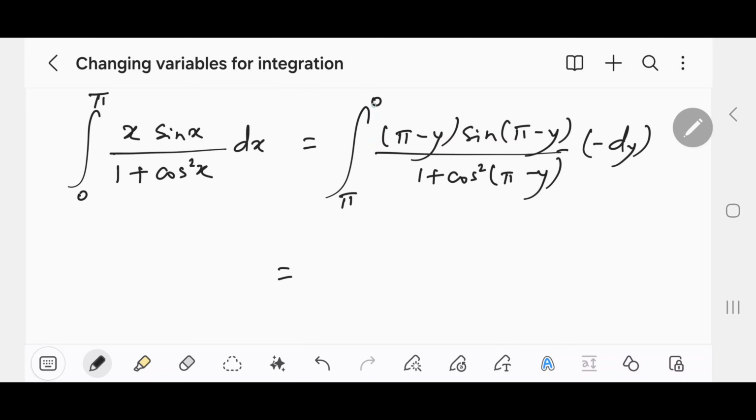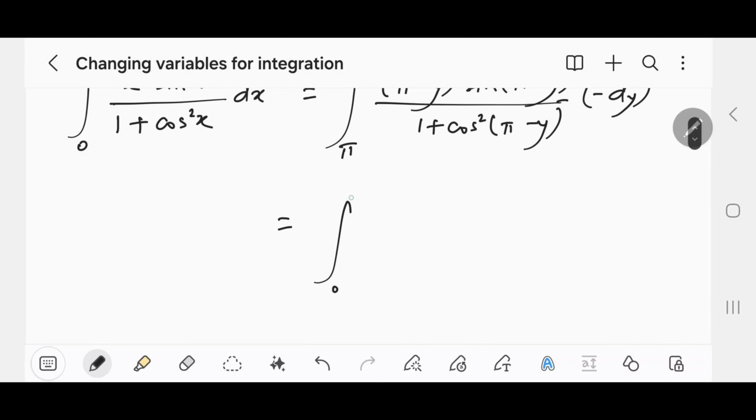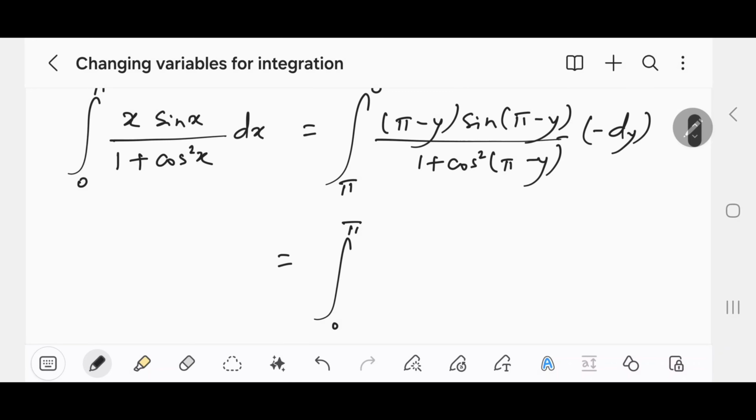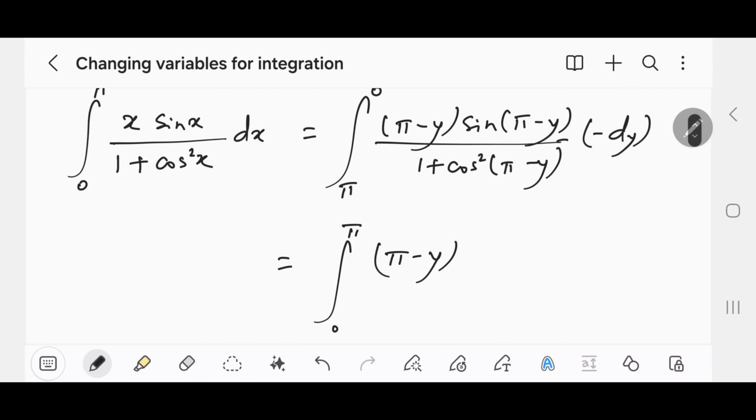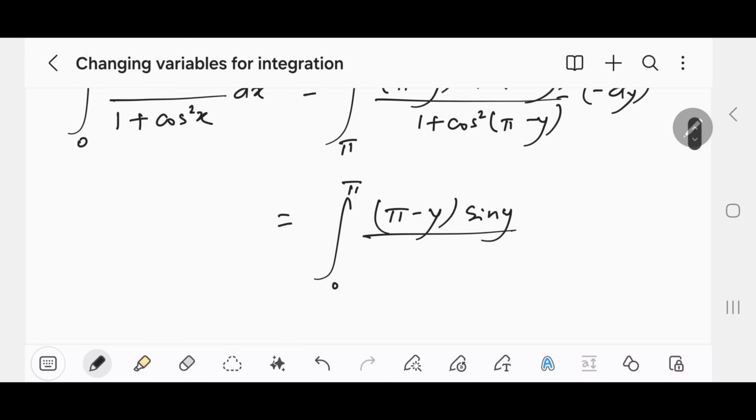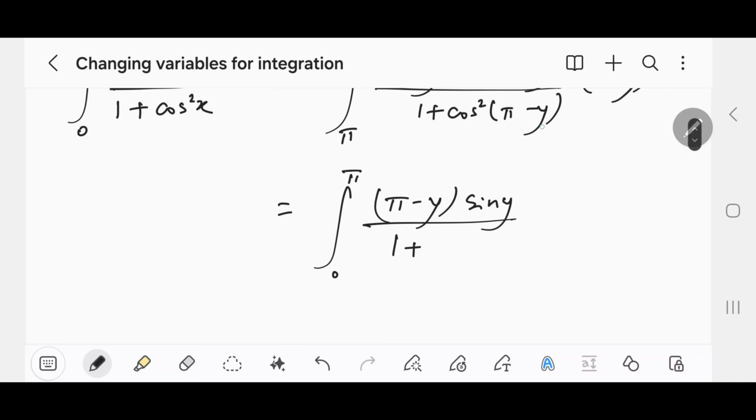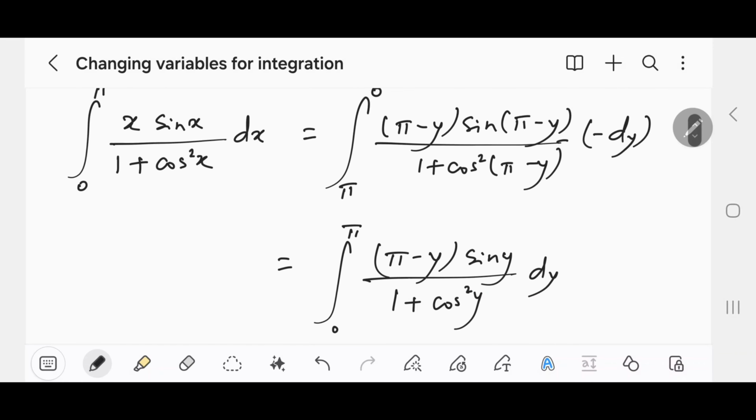Now let's reverse these limits of integration with the help of this minus sign. That means it will be 0 to pi, pi minus y times sine of 180 minus theta, which is sine theta, divided by 1 plus cos of 180 minus theta, which is minus cos theta, but here it is squared, so nothing changes, and dy, right?